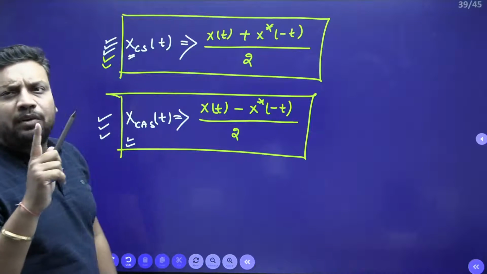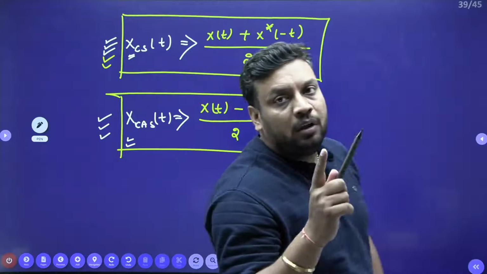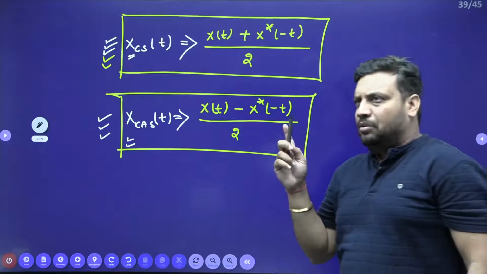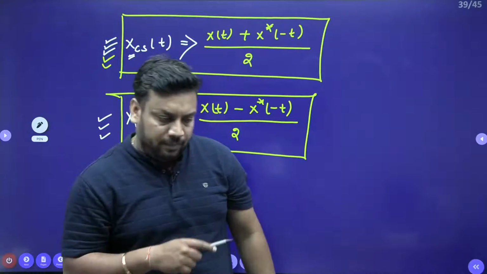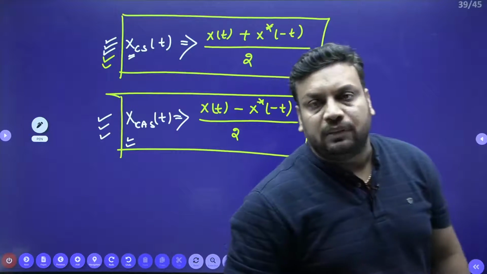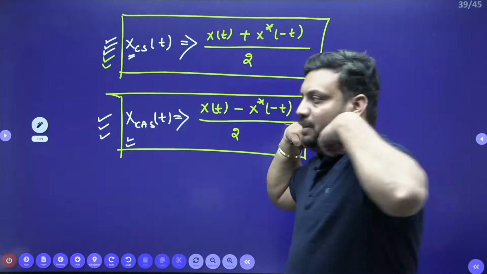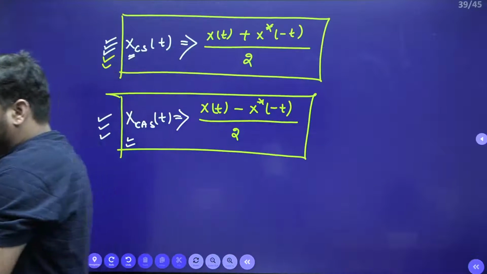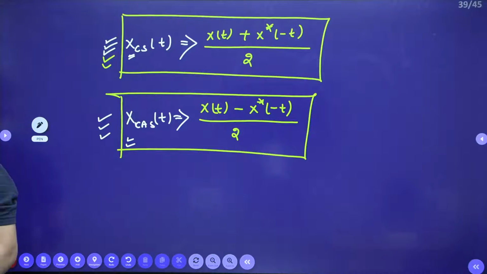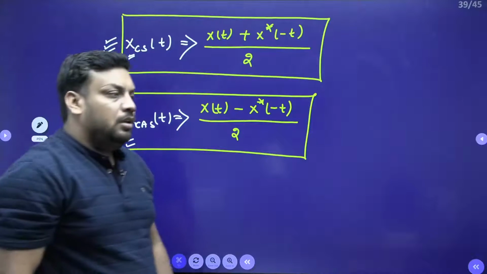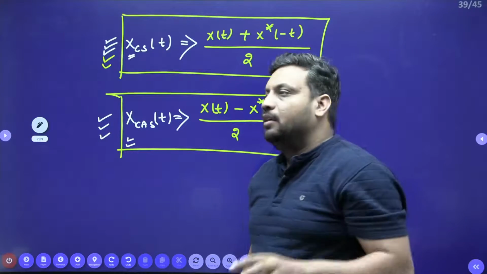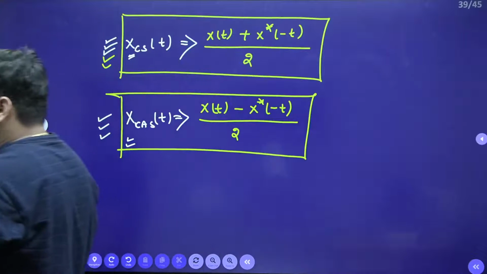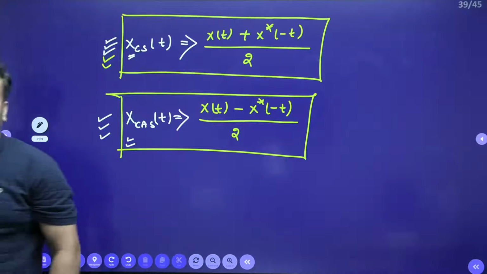Only one GATE question has been asked, around 1998 or 2000, in the discrete time domain, where t is replaced with n. Only one question has been asked on conjugate symmetric and antisymmetric in the last 30 years. As far as today's session is concerned, this is all: even, odd, real, imaginary and conjugate antisymmetric.